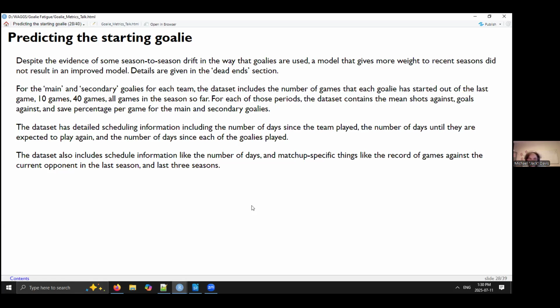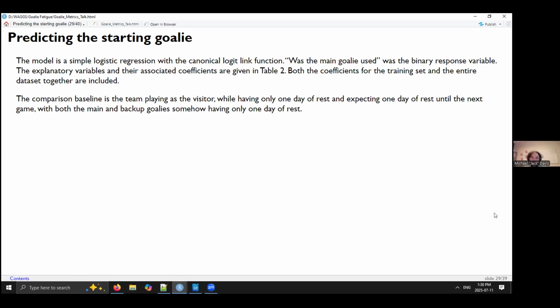So, despite the evidence that we've got some season to season drift, there's not much in terms of a model there. What we have is detailed scheduling information in the past. We have the number of days until someone has played or since they have played and so on. So what we can do is build a model for this.